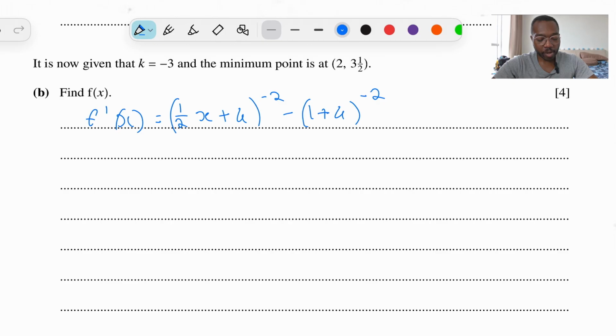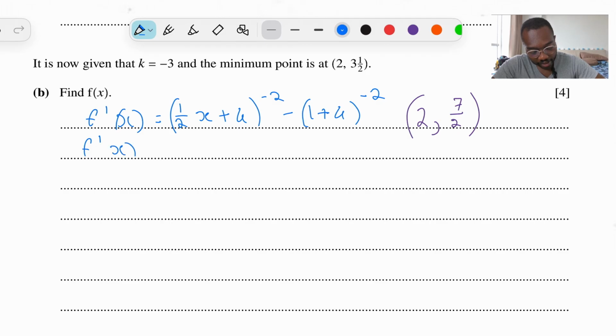So for part B, it is now given that k is equal to minus 3 and the minimum point is at 2, 3 and a half. Find f of x. We know what f dash x is, they tell us that in the question. All we need to do is integrate and then put in our values to work out our constant c, and then that should be our equation. They tell us now what k is, so we can substitute that value in. Just one thing, I'm going to rewrite the coordinates as an improper fraction, 2 and 7 over 2, because that'll be easier later on when working it out.